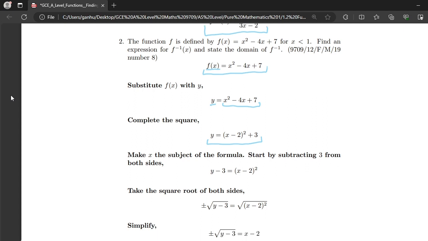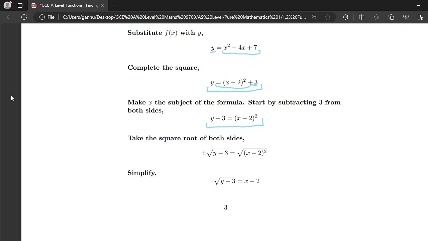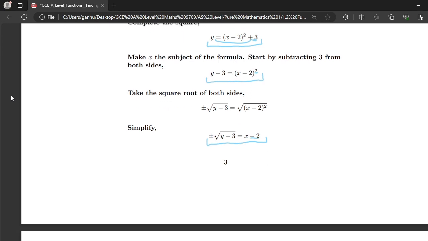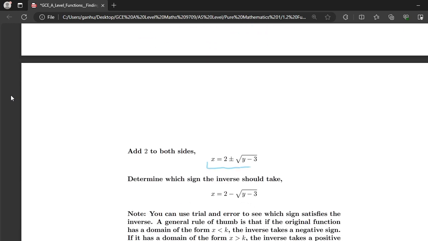And again, the goal is to make x the subject of the formula. So here we'll start by moving the 3 to the left hand side, and it becomes y minus 3 is equal to x minus 2 squared. Now we take the square root of both sides to get rid of the power 2, and it becomes plus or minus root y minus 3 equals x minus 2. Then move the negative 2 to the left hand side so that x is the subject of the formula, and you get x is equal to 2 plus or minus root y minus 3.